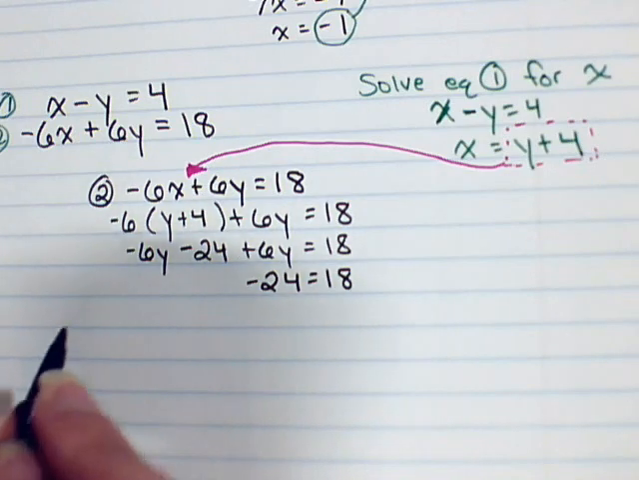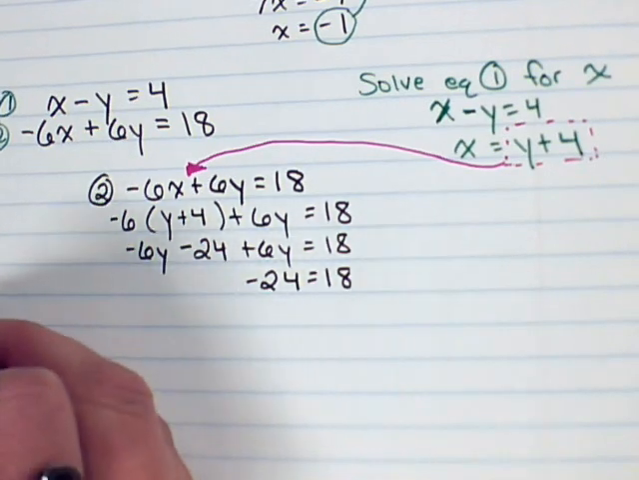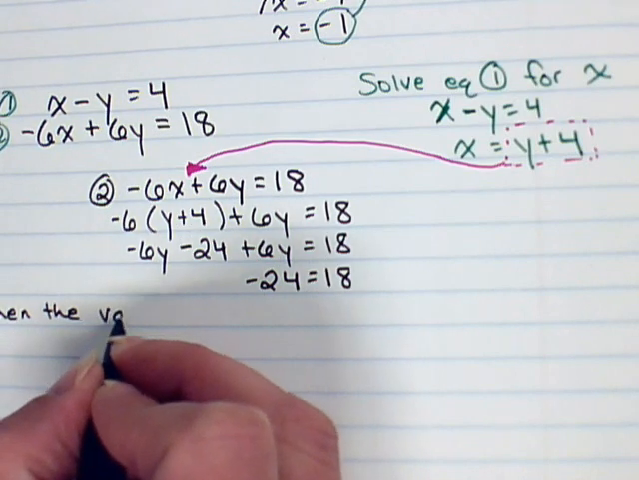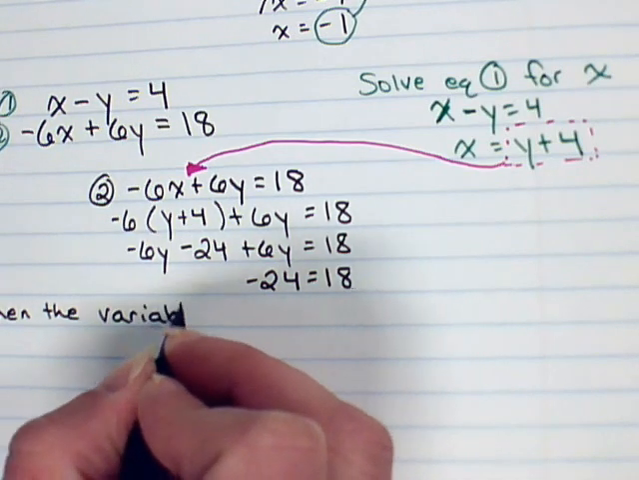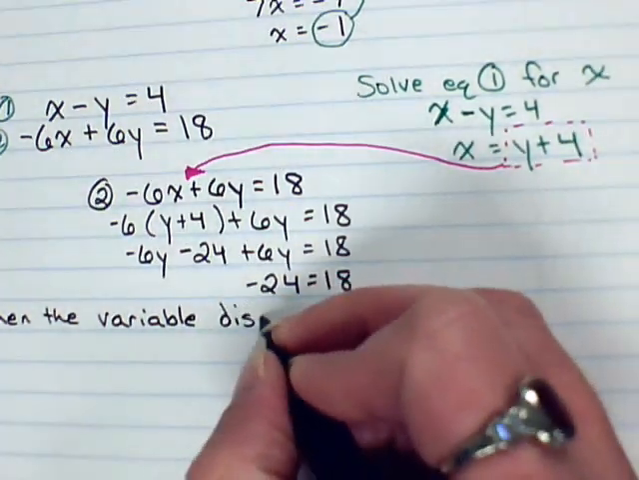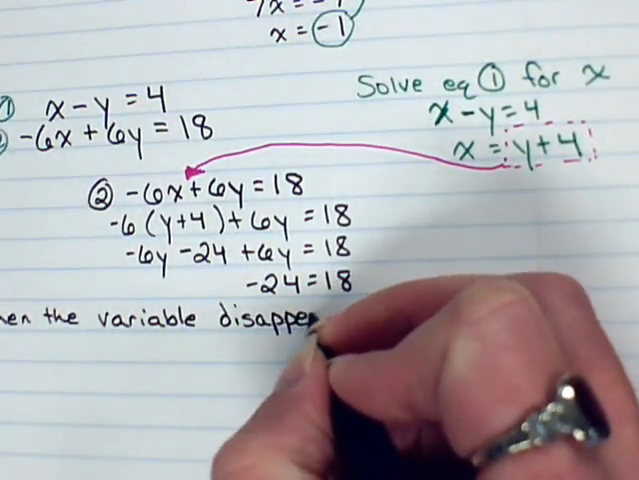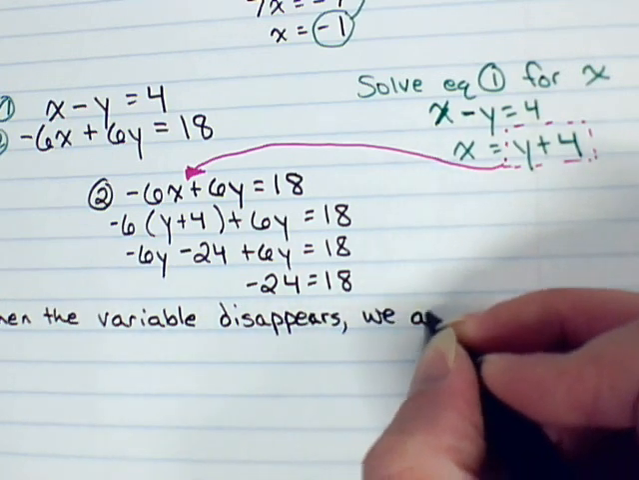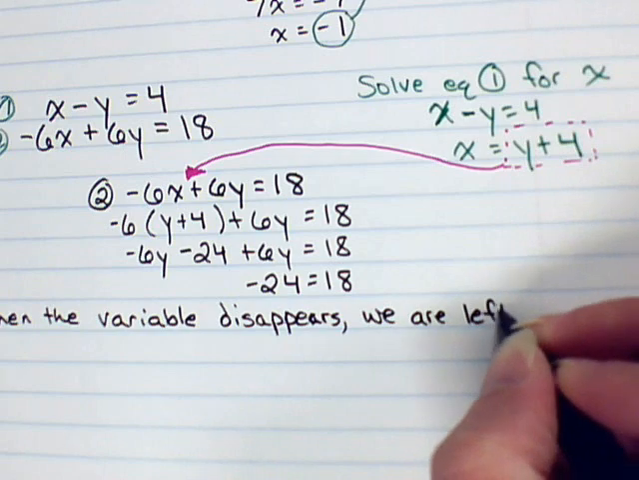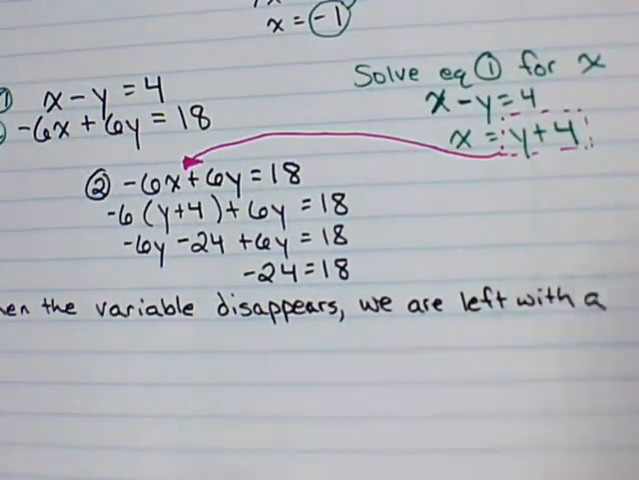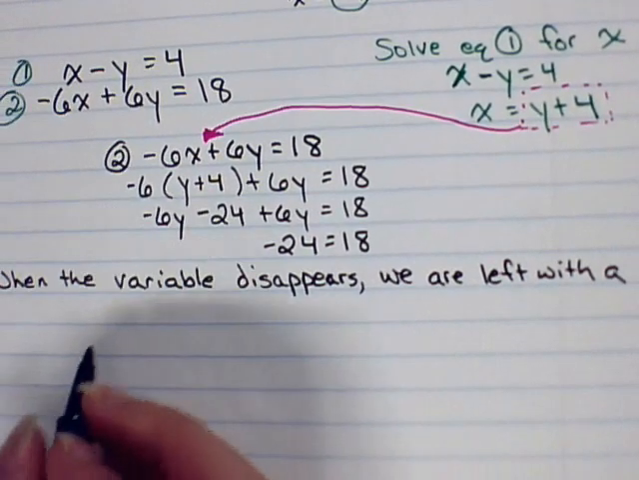Now, when the variable disappears, we have two options. We are left with a true or false statement.